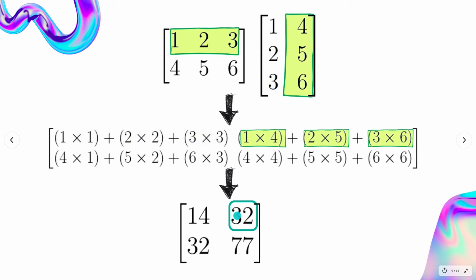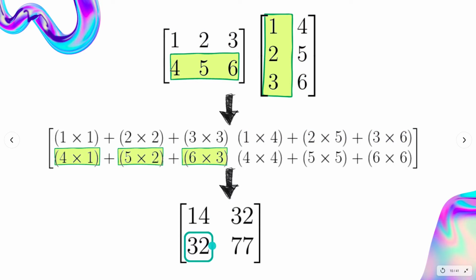For the second element, you will just jump onto the second column of B. So you take the first row and the second column, and you will be taking the element wise multiplication, and then you'll be summing them up, and you'll be getting the first row second column index. Similarly, for the second row first column index, you take the second row of A, the first column of B, take element wise product, and then sum the result.